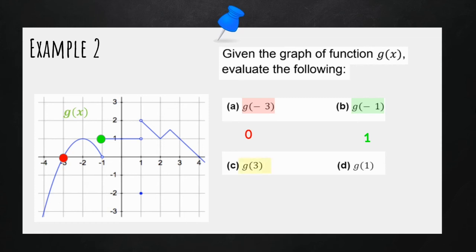Here in part C, g of 3. So again, I'm going to my 3 and going up to my function, and I'm going to see what that y value is. That y value is +1. And last but not least, for part D, g of +1, you go where your x is +1. Notice that you do actually have 3 different points. You have 2 open circles and 1 closed circle, but you got to choose the closed circle there with that value of -2.